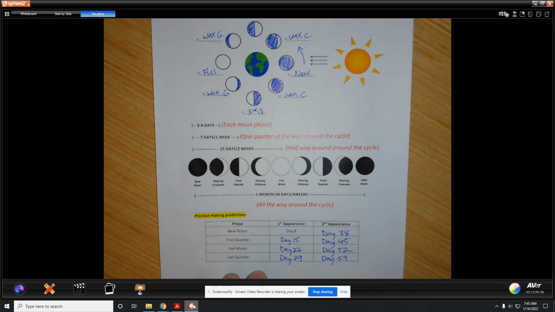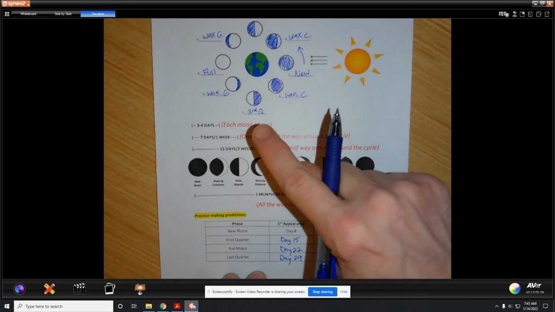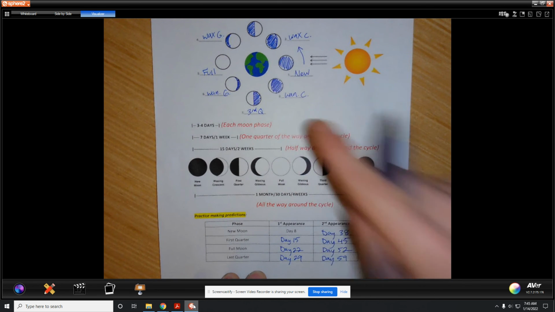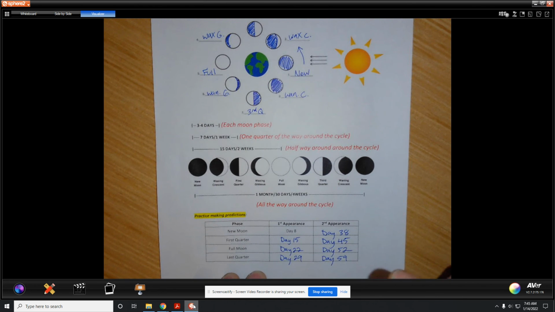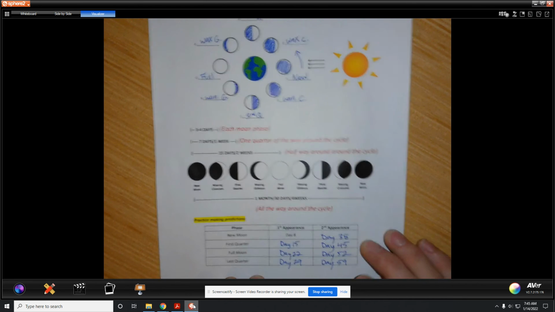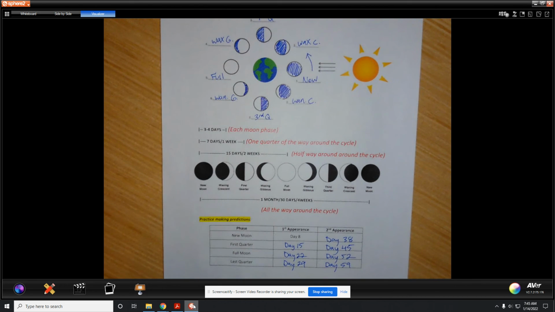So there you have it. Just remember, each moon phase is 3 to 4 days, 1/4 of the turn is 1 week, half of the turn is 2 weeks, and all the way around the cycle is 4 weeks. If you can just remember that basic value for the cycle, making predictions is super easy.